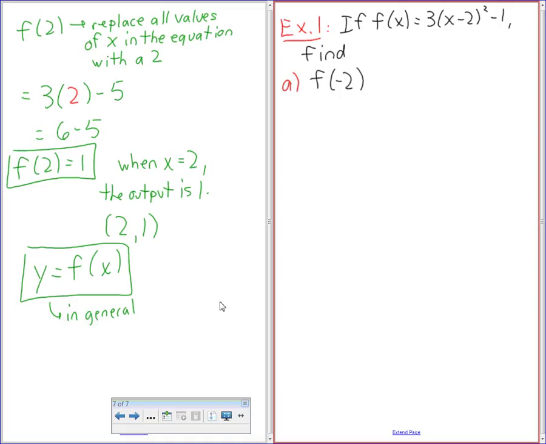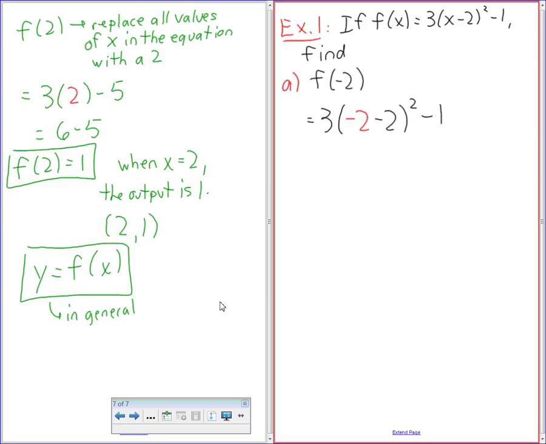Substitute in negative 2 everywhere you see an x. So 3 bracket negative 2 minus 2 bracket squared times 1. Okay, now I'm going to slow down because people get this mixed up every year.